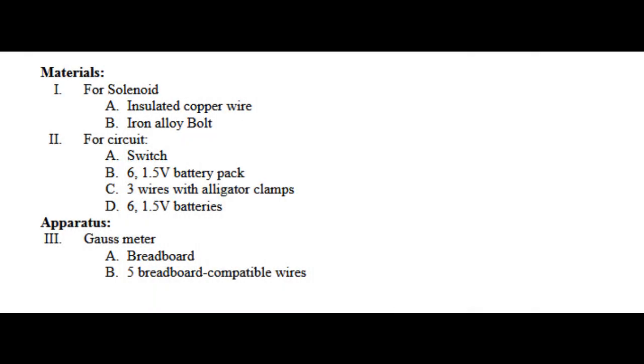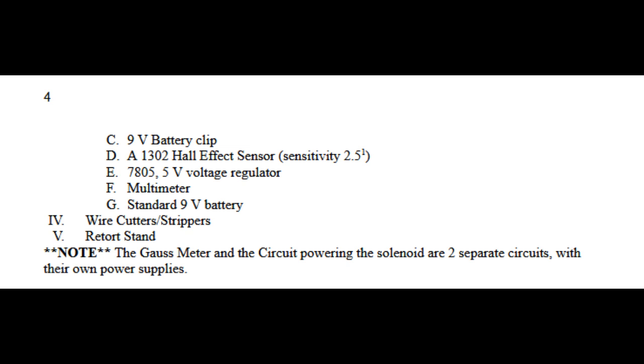The next section of the IA is the materials section, which is a short list indicating all the materials needed to conduct your experiment. Note that you also need to include the apparatus section right below the materials section, which will show all of the tools and equipment that you used in your experiment.